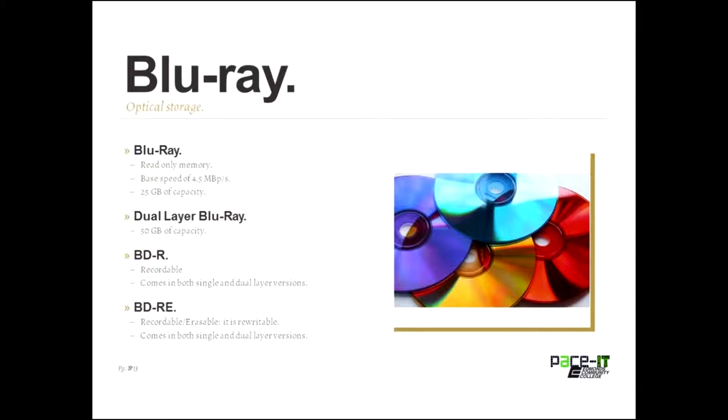Then there's the BD-R, which is recordable, which means you can write to it. Comes in both single and dual layer versions. And then there's BD-RE, which is recordable, erasable. So it is rewritable. You can write to it multiple times and do it over and over again. And that too comes in both single and dual layer versions.